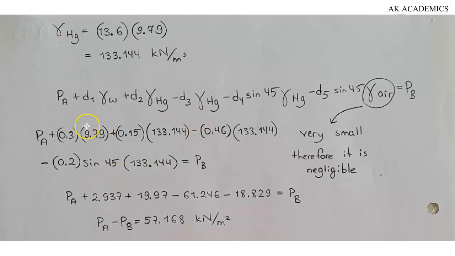So if you multiply everything out and substitute all the values we have in here, you will find that PA minus PB is equal to 57.168 kilonewtons per square meter. This is very important: the specific weight of air is negligible. It is very small, so you may not use it for your calculations, but if you like, you may choose to use it. At the end of the day, you will still arrive at exactly or approximately the same value.